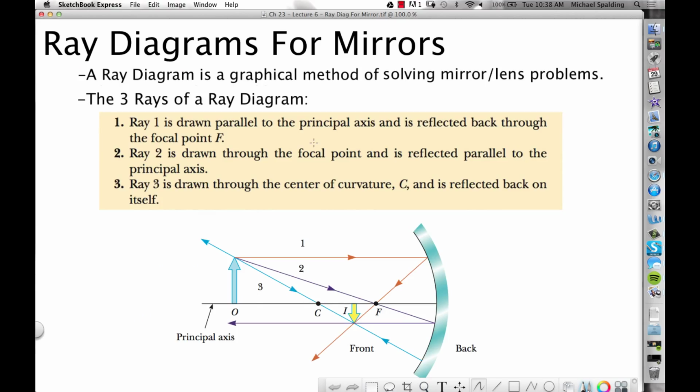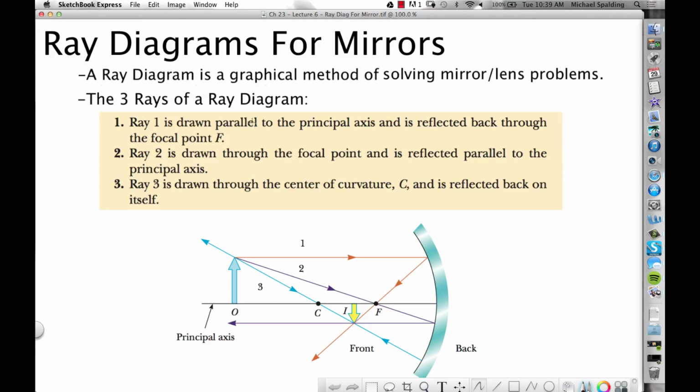Okay, so ray diagrams for mirrors. A ray diagram is a graphical method of solving mirror and lens problems. Tomorrow I'm going to go over lenses. What's the key difference between a mirror and a lens? Light can go through a lens, but not through a mirror. Light will reflect off of a mirror.